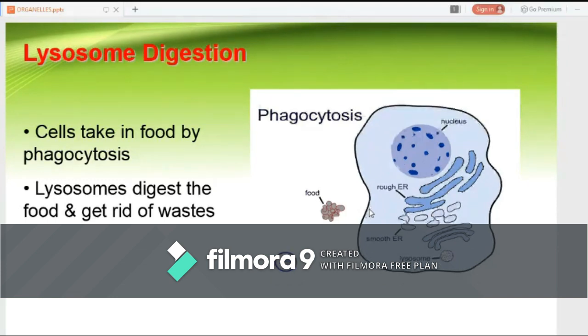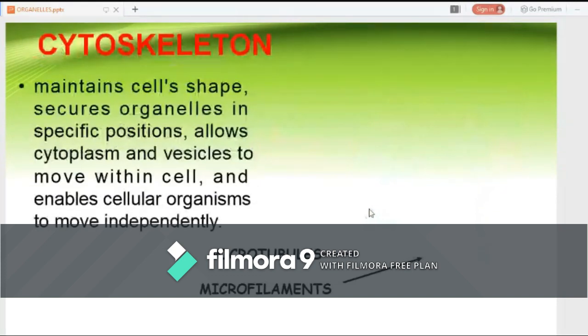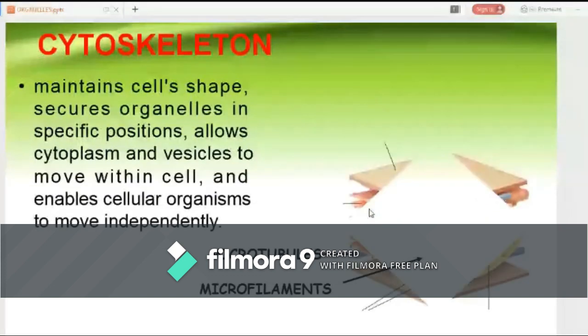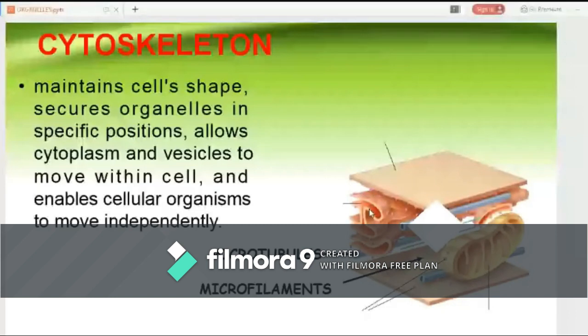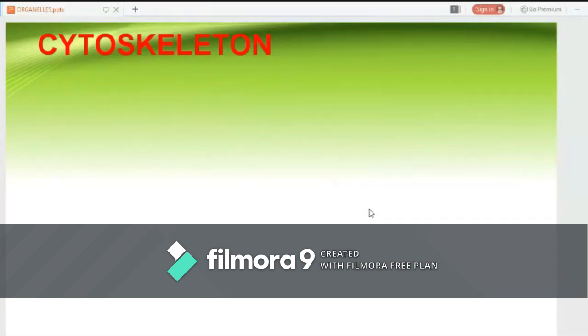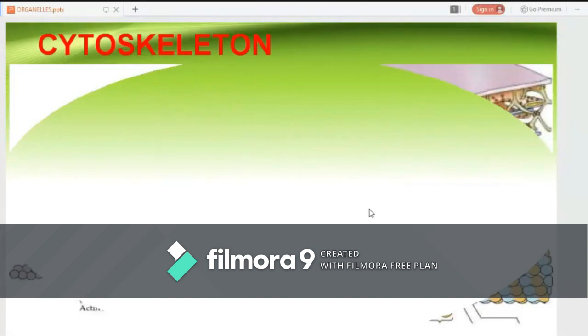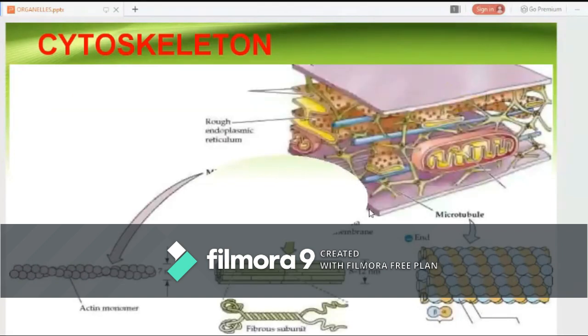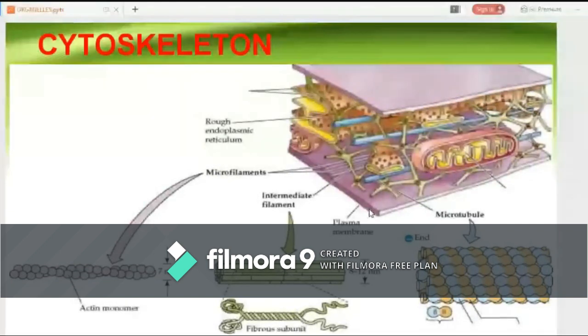The cytoskeleton is a network of interconnected protein filaments which extends throughout the cytoplasm. It maintains cell shape, secures organelles in specific positions, allows cytoplasm and vesicles to move within the cell, and enables cellular organisms to move independently. There are three types of fibers within the cytoskeleton. We have the microfilaments, intermediate filaments, and microtubules.